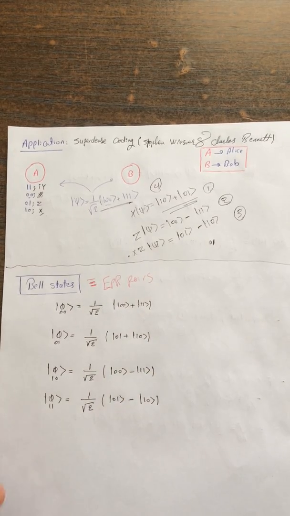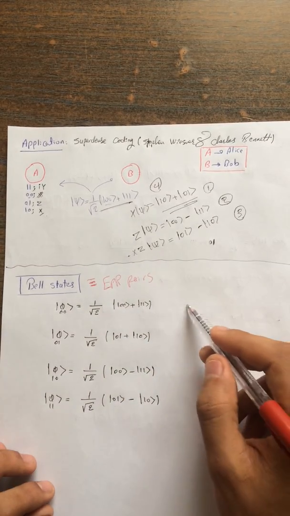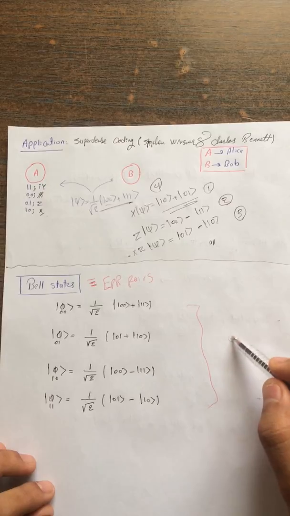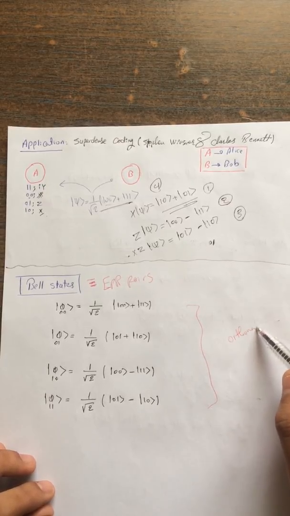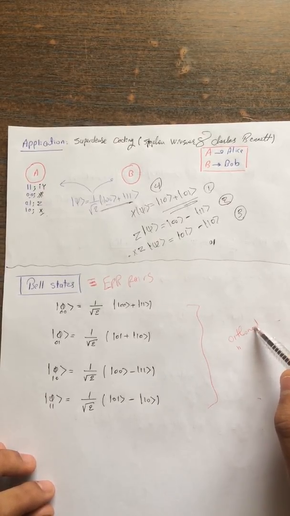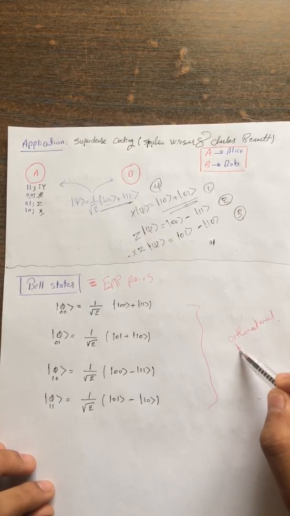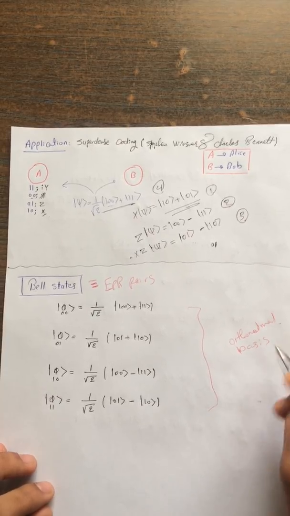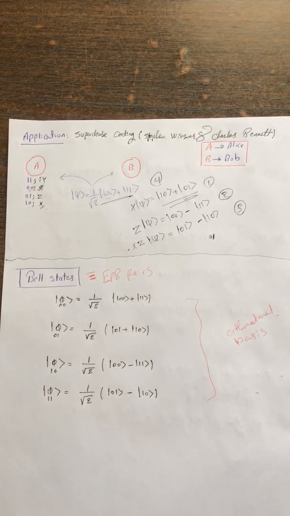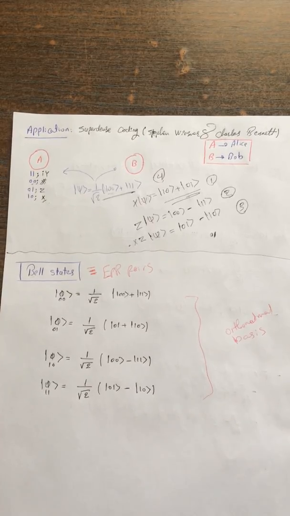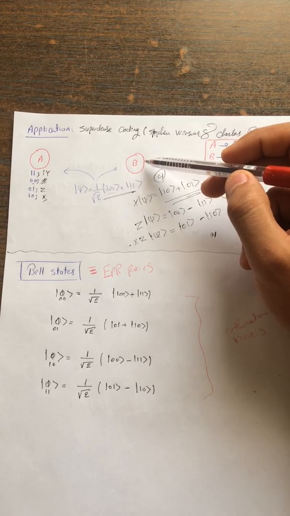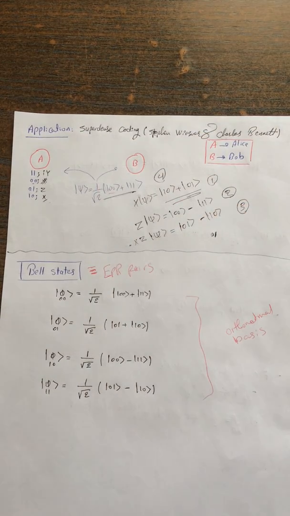Those Bell states actually form an orthonormal basis. If you measure in the Bell basis, Bob can recover what Alice sent to him. So this was just a flavor of the entanglement and the application of super dense coding.